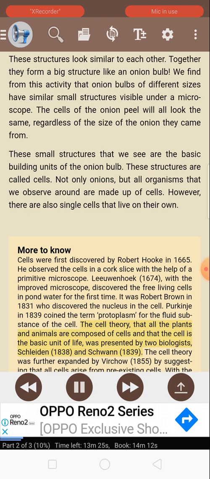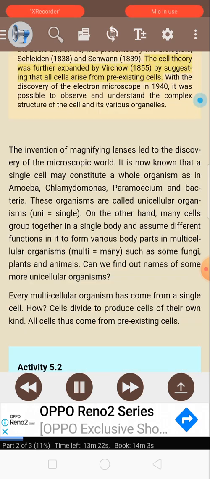The cell theory, that all the plants and animals are composed of cells and that the cell is the basic unit of life, was presented by two biologists, Schleiden, 1838, and Schwann, 1839. The cell theory was further expanded by Virchow, 1855, by suggesting that all cells arise from pre-existing cells. With the discovery of the electron microscope in 1940, it was possible to observe and understand the complex structure of the cell and its various organelles. The invention of magnifying lenses led to the discovery of the microscopic world.